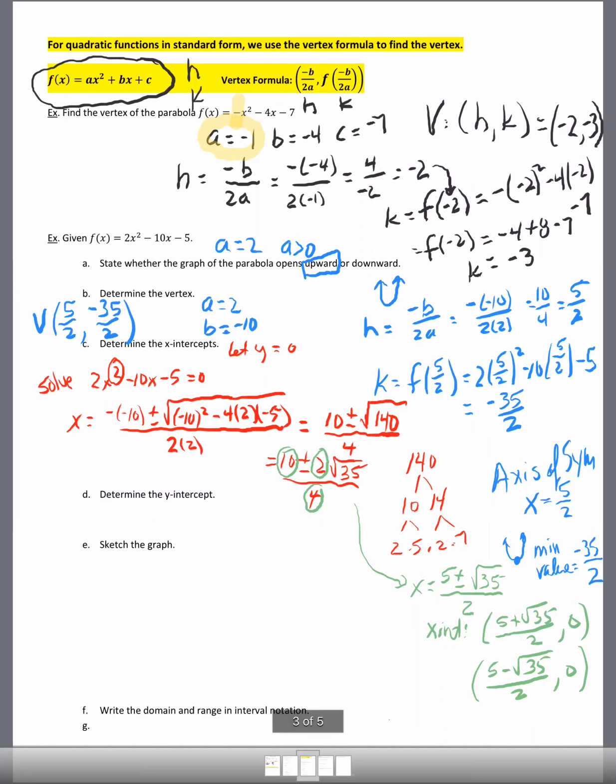Your calculator will allow you to plug that value in if you go to trace, and you trace 5 plus the square root of 35 over 2. It should give you 0 on the graph for the y value.